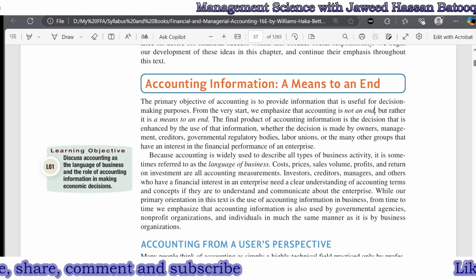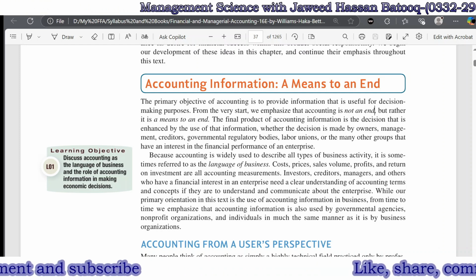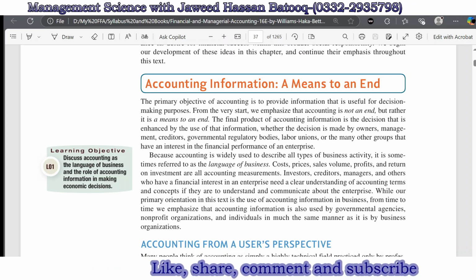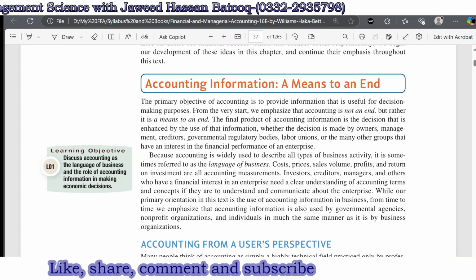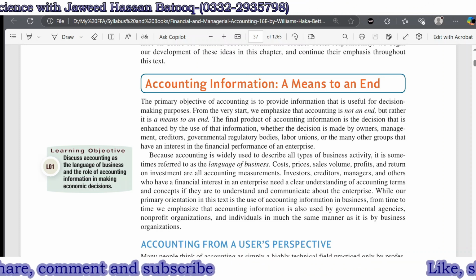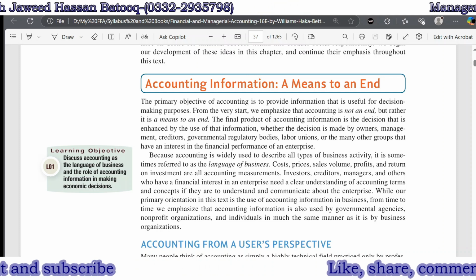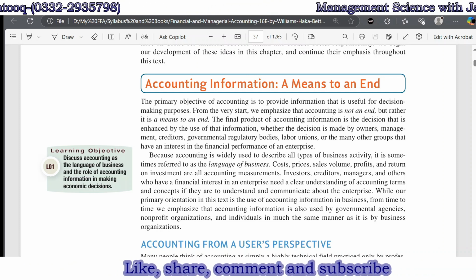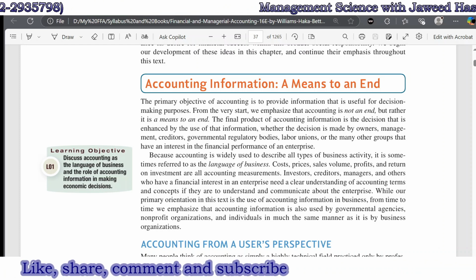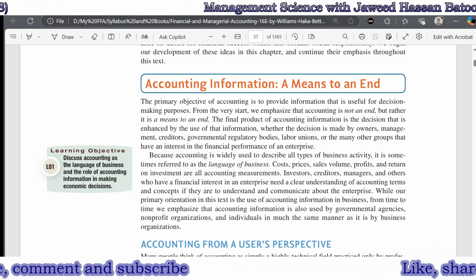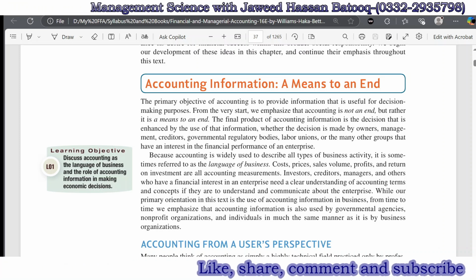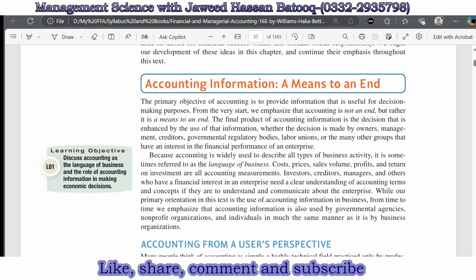Because accounting is widely used to describe all types of activity, it is commonly referred to as the language of business. Why is accounting called the language of business? Because with the help of accounting, we provide information to the people. If there is no accounting, we cannot communicate information about our business activities to the users of accounting information. That is why it is called the language of business. With language, we can communicate about our business to people outside the business organization.